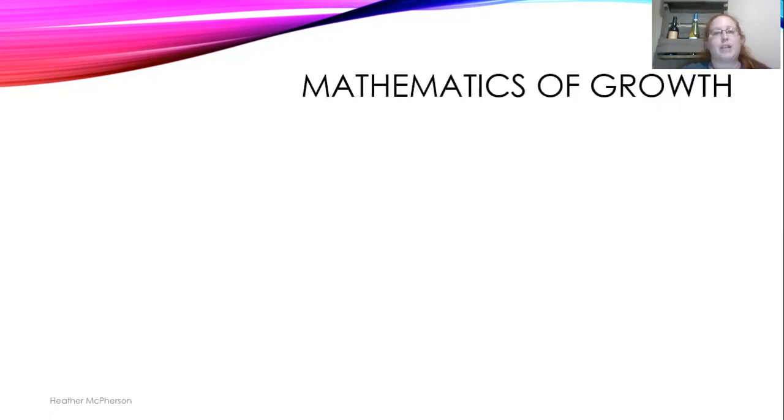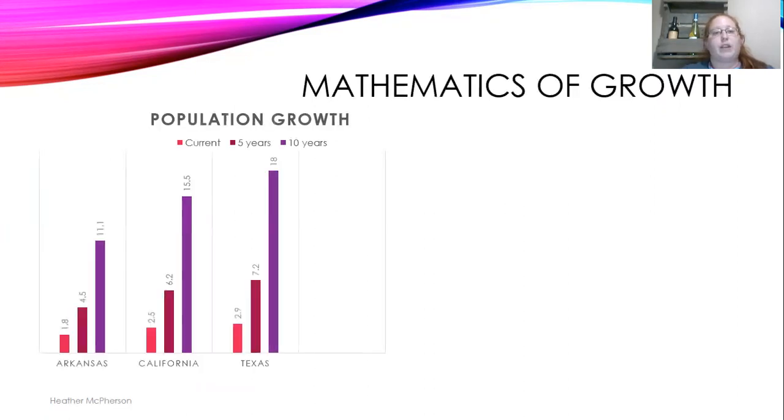For me, the best example is to use population growth. So what I've done here is I created a bar graph, and I used 3 different states: Arkansas, California, and Texas. Now, the populations that I used, I didn't go and research them or anything like that. They're just numbers that I decided to pick. And just to give you a little view of how mathematics of growth works, we're going to start with Arkansas.